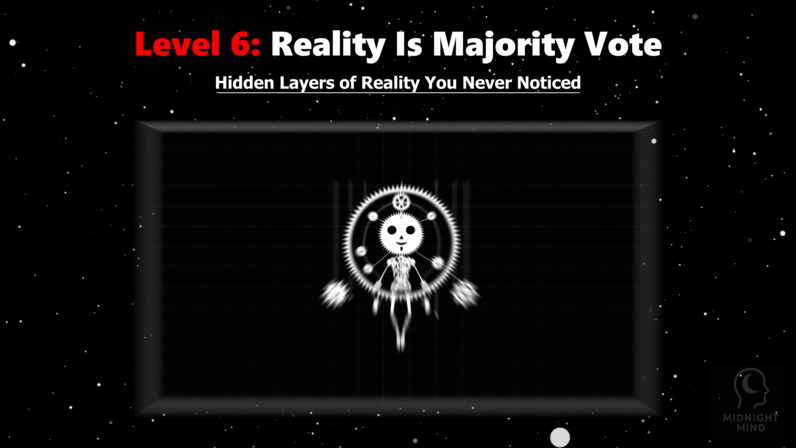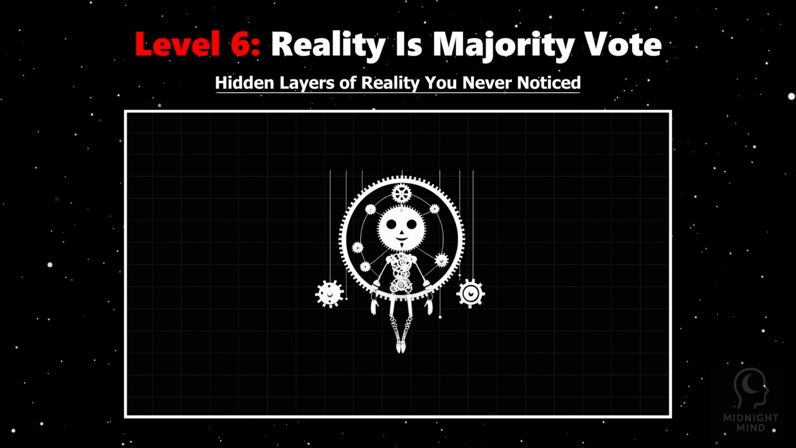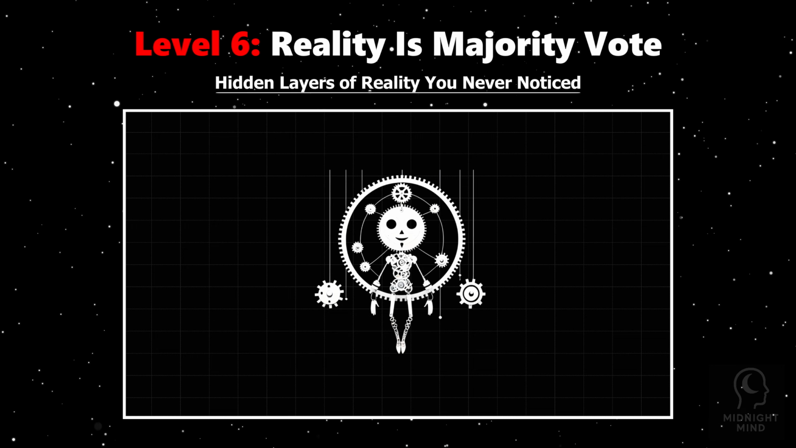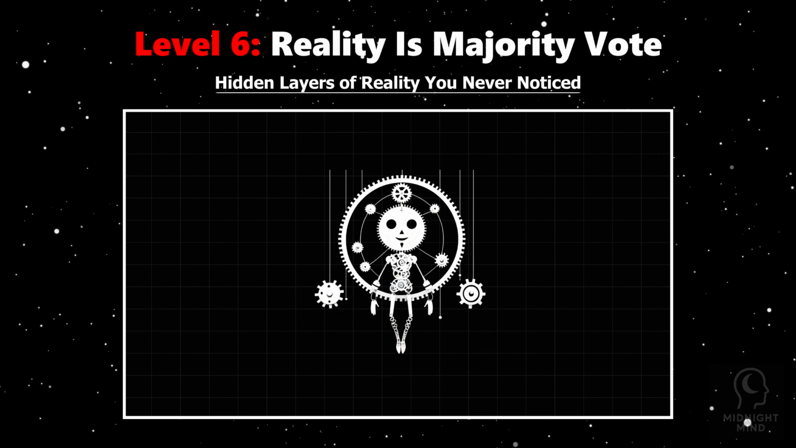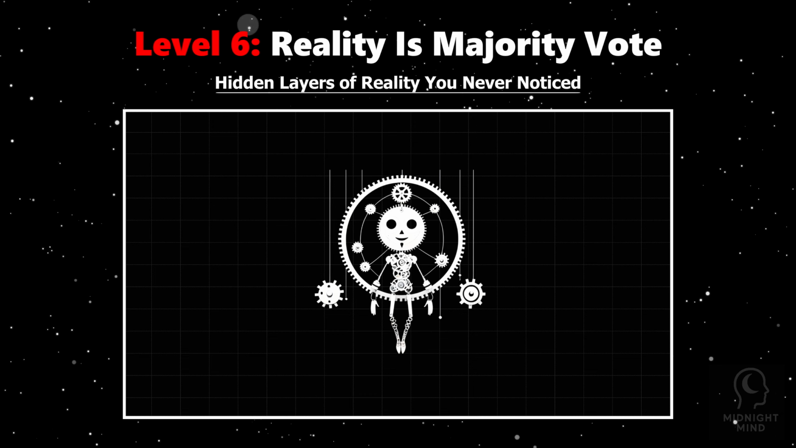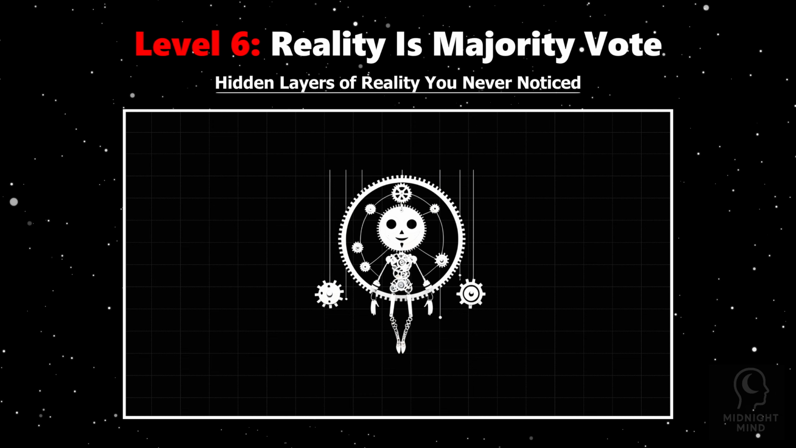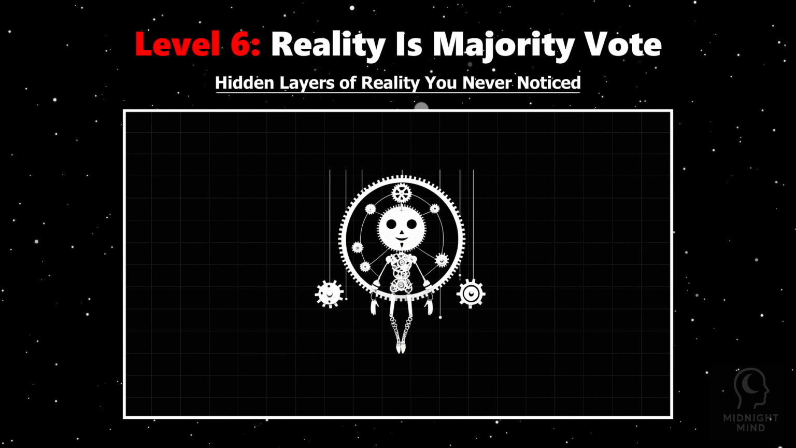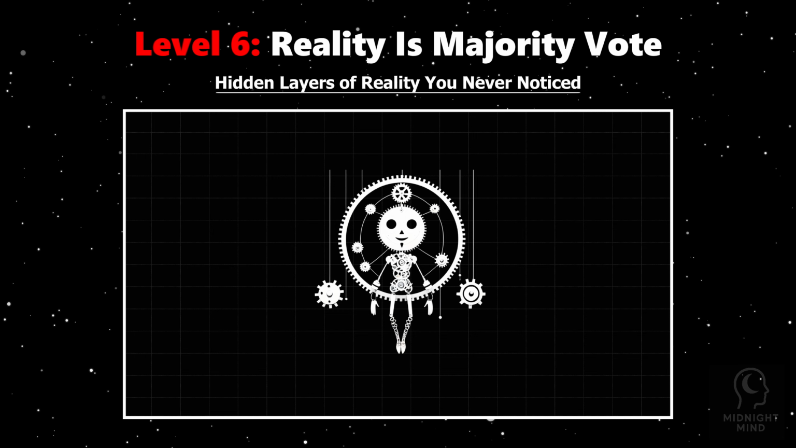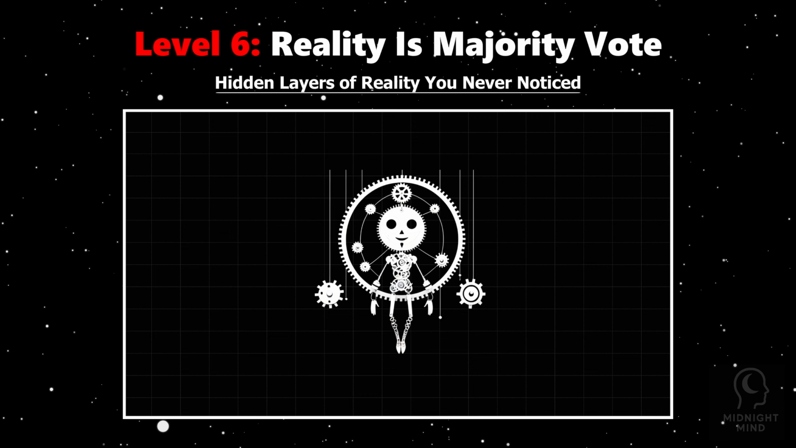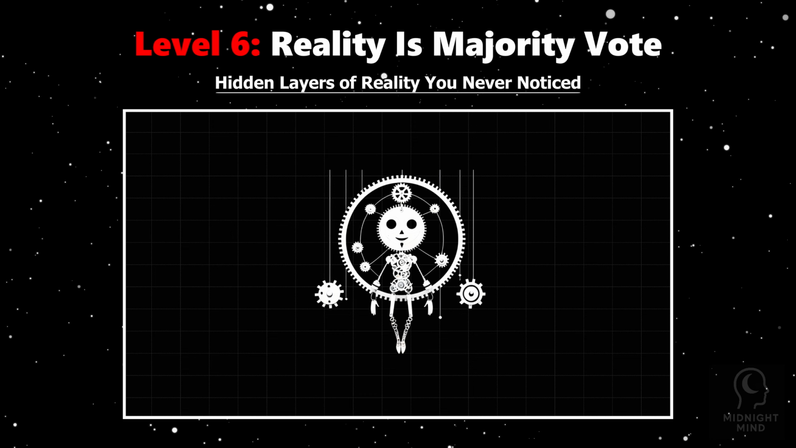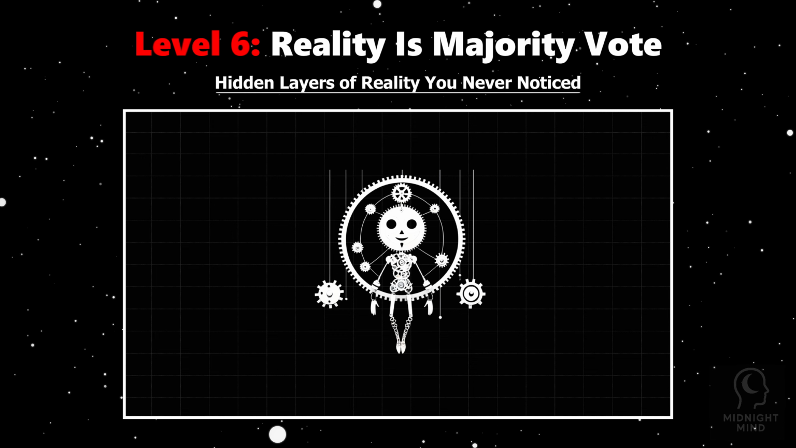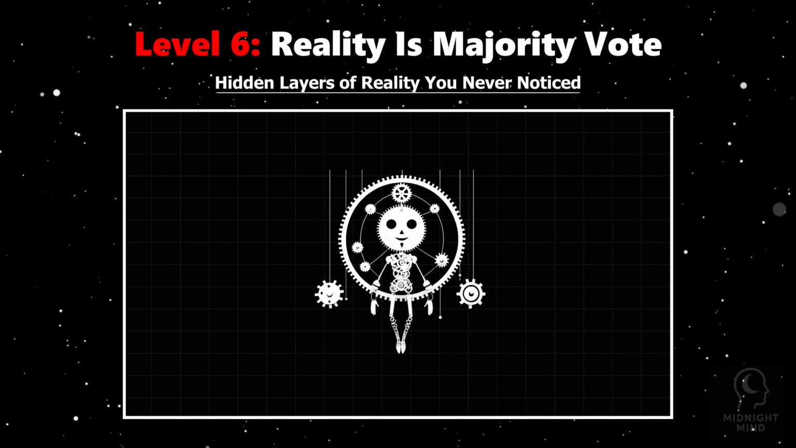Imagine waking up one day and realizing that what you call reality isn't an absolute truth, but a fragile agreement, a consensus shaped by collective belief rather than undeniable certainty. Reality, as we experience it, is often less about objective facts and more about what most people choose not to question. It's a majority vote of the mind, a shared illusion upheld by silent mutual consent.